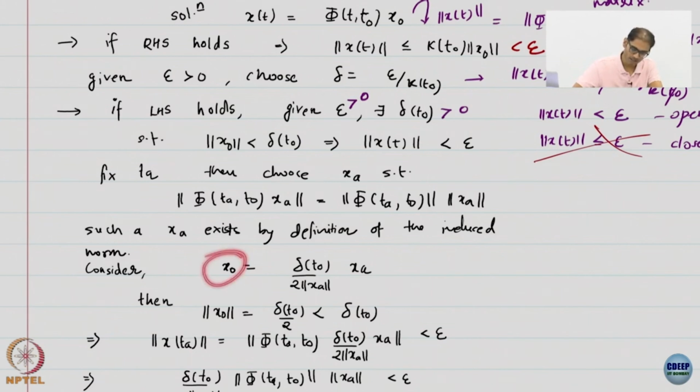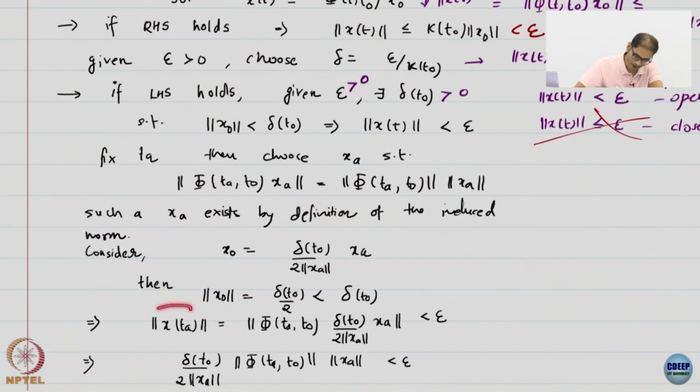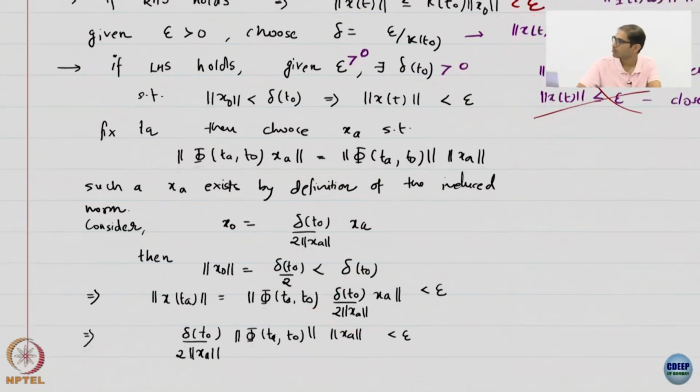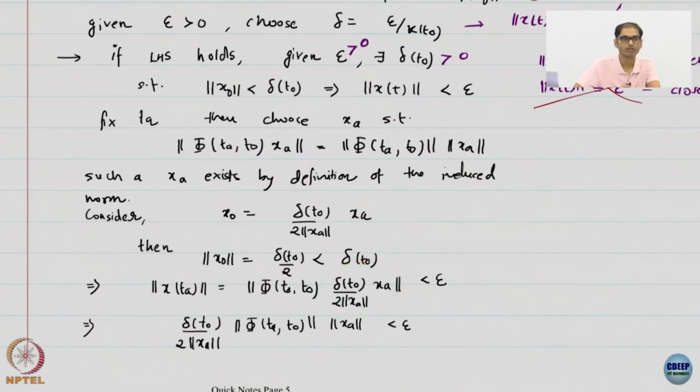So I know that the way I have constructed it, norm x0 is less than delta, which means that the norm of x(t) corresponding to this x0 will be less than epsilon. So I do not compute x(t) for arbitrary t, I now compute x(tA), which is phi(tA, t0) times x0. I have chosen this x0 in this interesting way. Again this is a scalar, but the norm of this product is less than epsilon by my stability assumption.